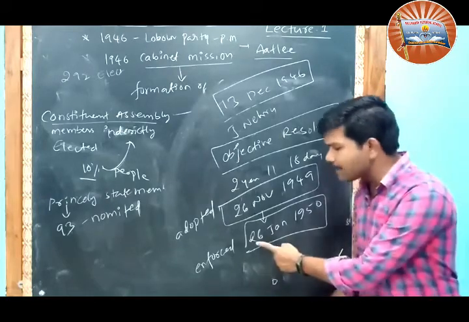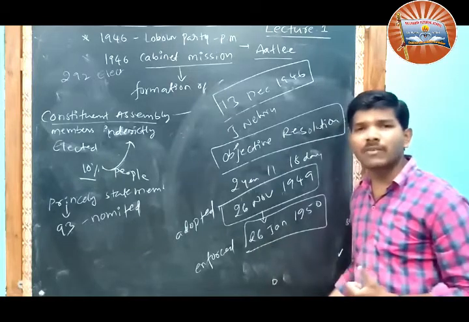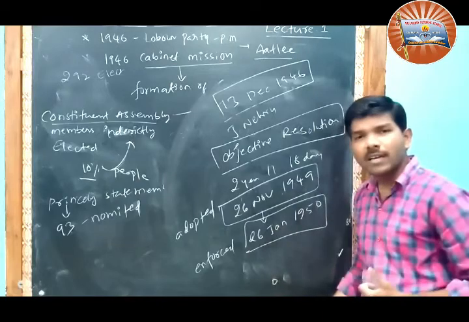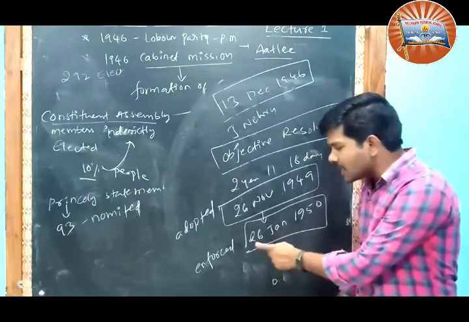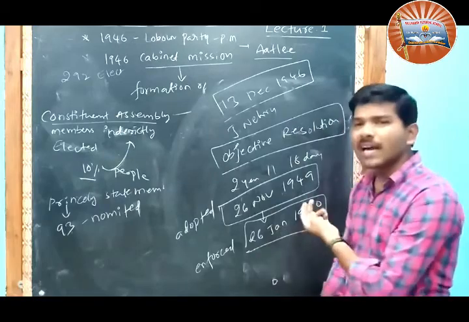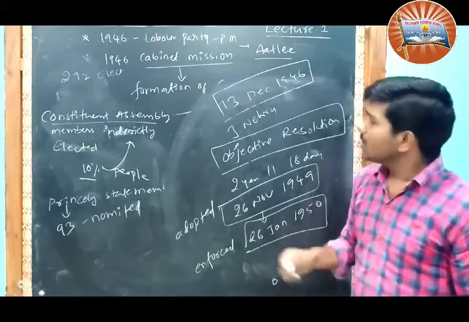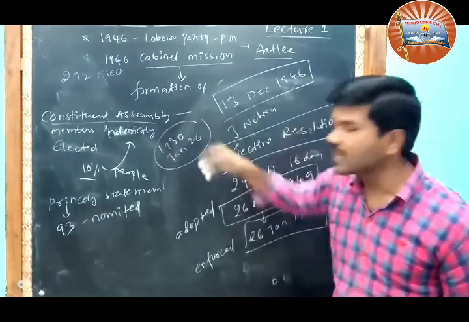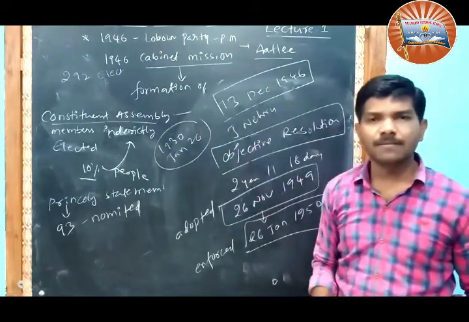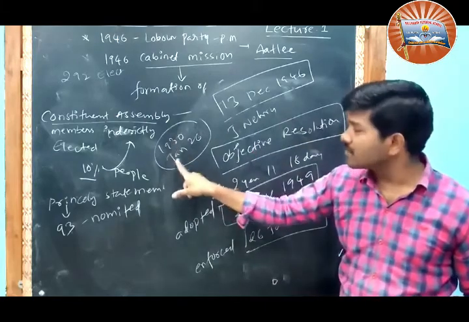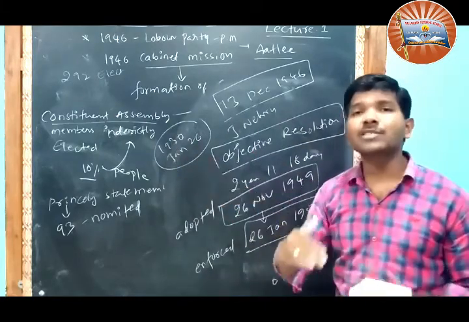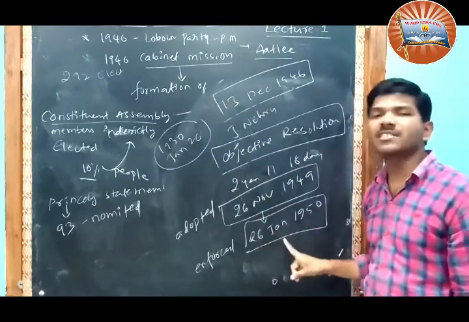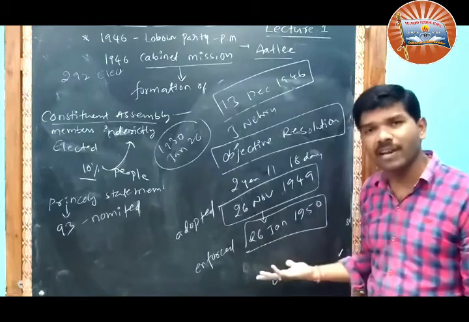Sir, why was this date kept as 26th January? Why not 1st January? Why not December 1949? Why this 26th January? Because it has historical significance. In 1930, on January 26, we celebrated our first Independence Day. To give importance to that, we wantedly adopted our constitution on 26th January.